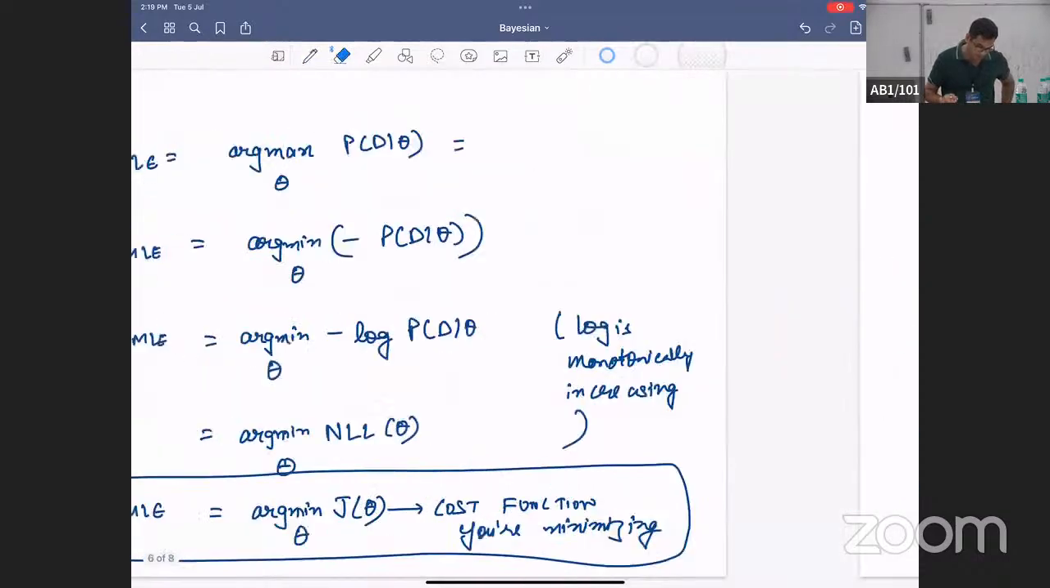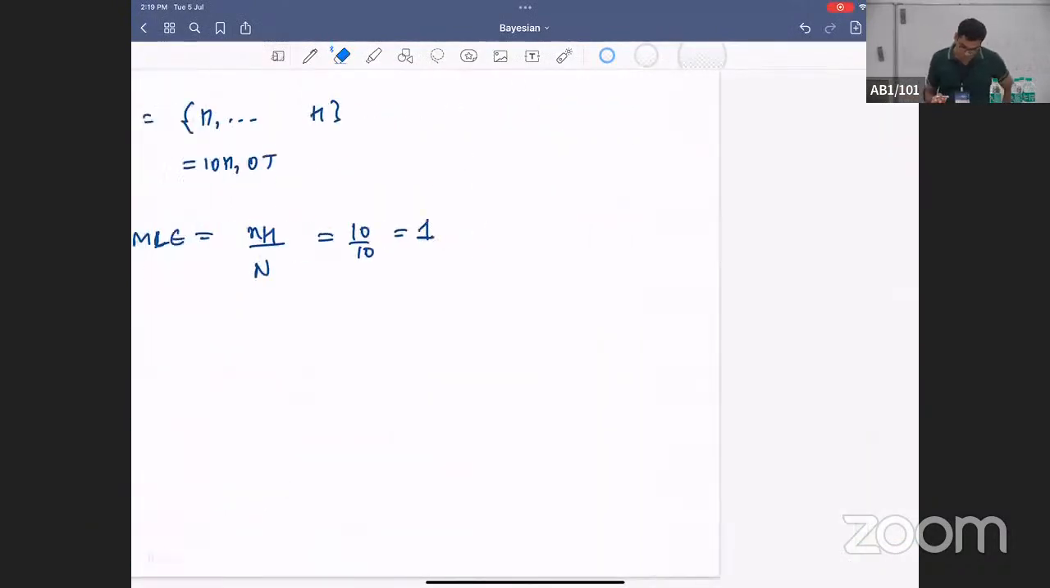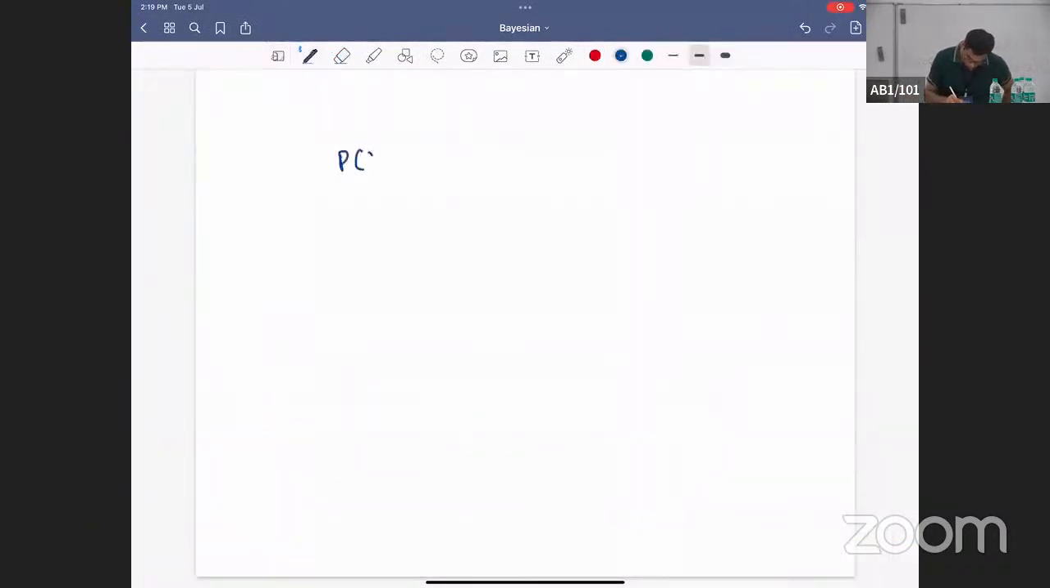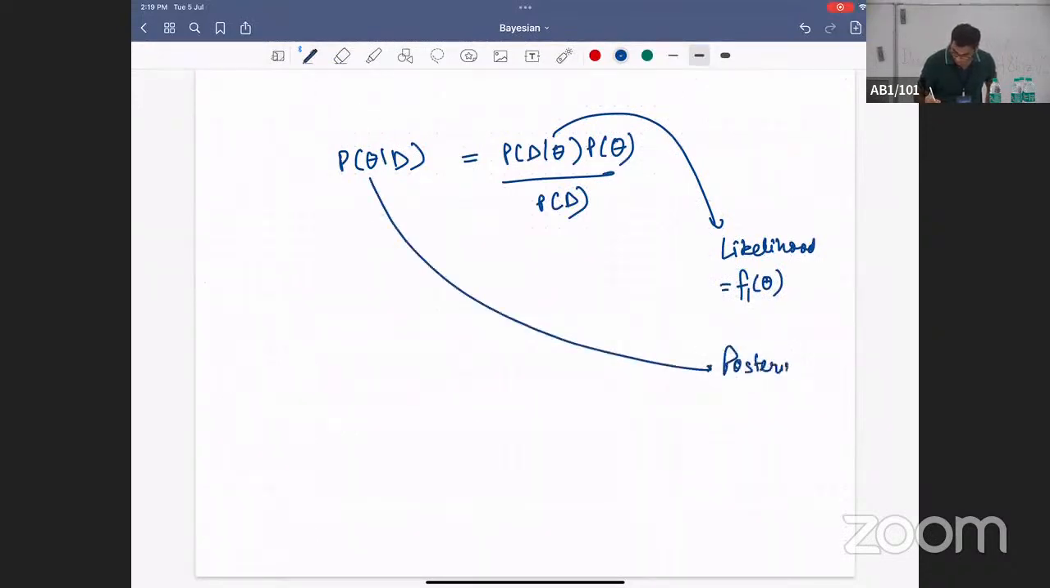But we go back to Bayes' rule. Let me write it again. So this likelihood is some function of theta. Let's call it f1 of theta, and the posterior you can also call some other function of theta. So there are two different functions of theta.